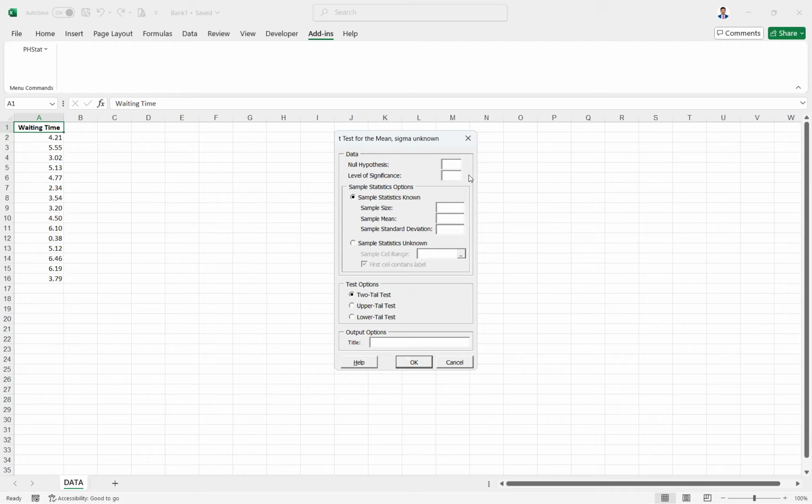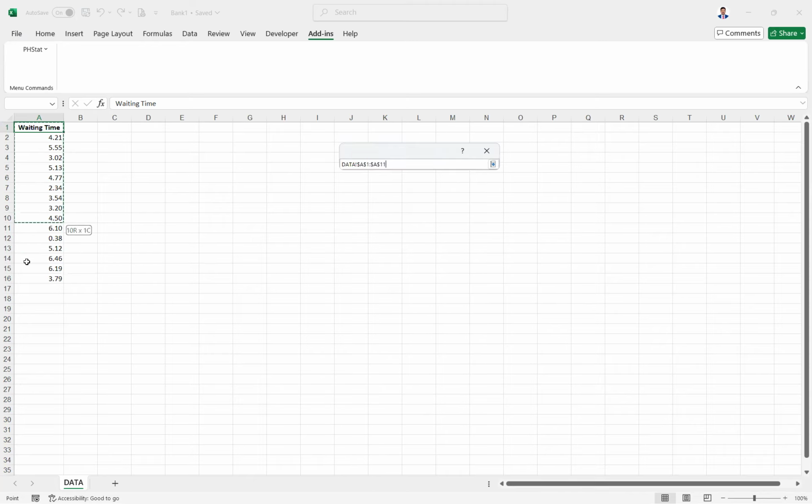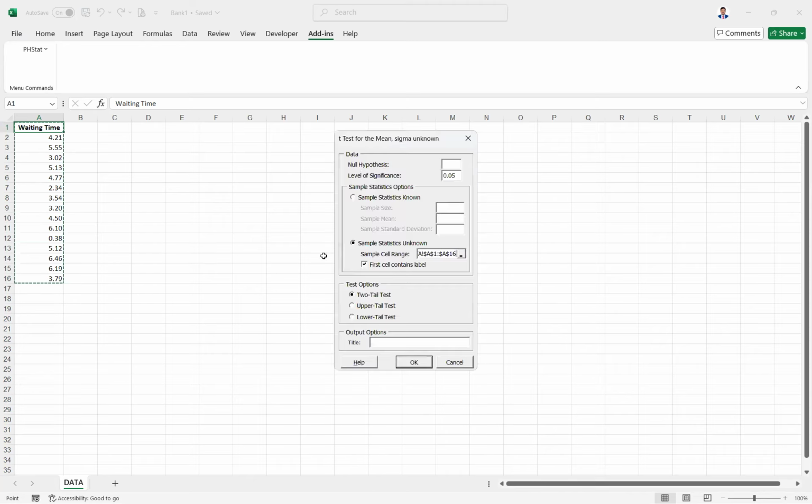Level of significance, you understood? Yes. It is 0.05, directly given in the question. Sample statistics are known. Why? This is the sample. You can calculate it, but instead of that, you can directly give the sample values here. You calculate the mean and enter here, calculate the standard deviation and enter here.